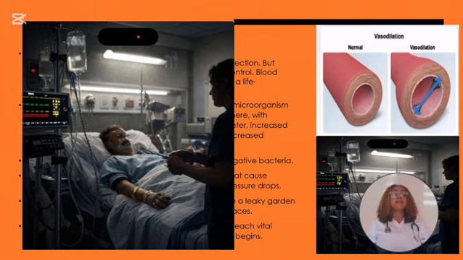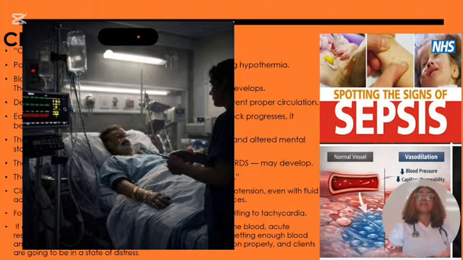The immune system releases inflammatory chemicals that cause widespread vasodilation. Blood vessels widen and blood pressure drops. At the same time, capillaries become more permeable, like a leaky garden hose. Fluid escapes into the surrounding tissues, called interstitial spaces. The result: blood, oxygen, and nutrients can no longer reach vital organs effectively. Perfusion is altered and organ failure begins.